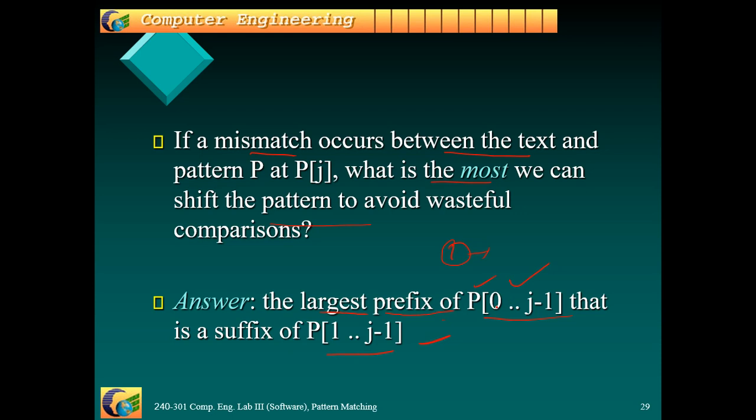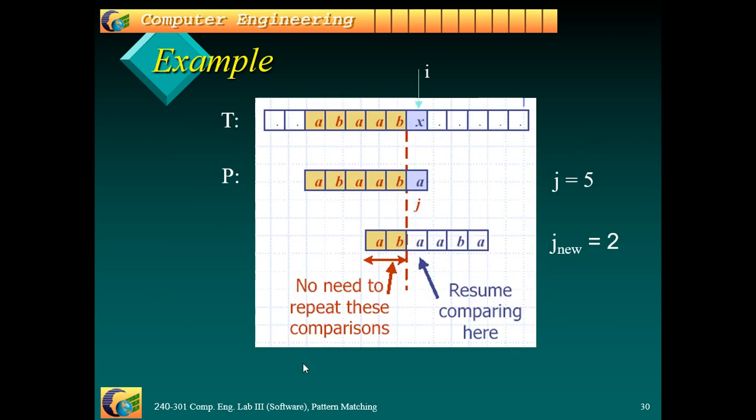Your pattern, what is the largest prefix when your pattern is holding 0 to j minus 1, and the suffix that you derive when your pattern is holding the text from 1 to j minus 1. So identifying the value which is the largest prefix of p of 0 to j minus 1, which is equivalent to the suffix of p of 1 to j minus 1. We'll see here.